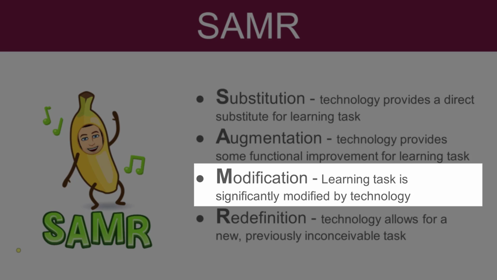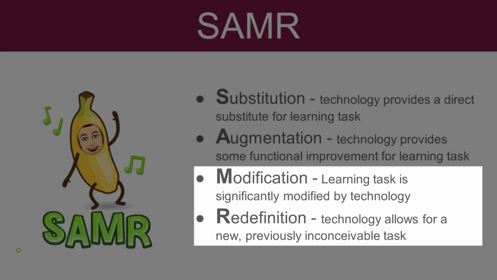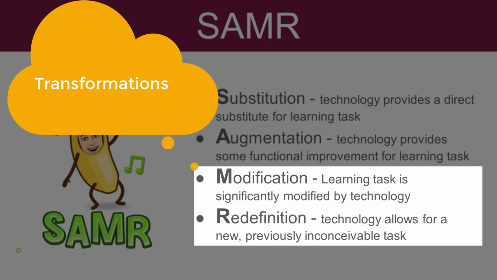At the modification level, technology has allowed for significant redesign of a learning task. At the redefinition level, the learning task is one that was not possible without technology. Modification and redefinition are further categorized as transformations of the learning task.